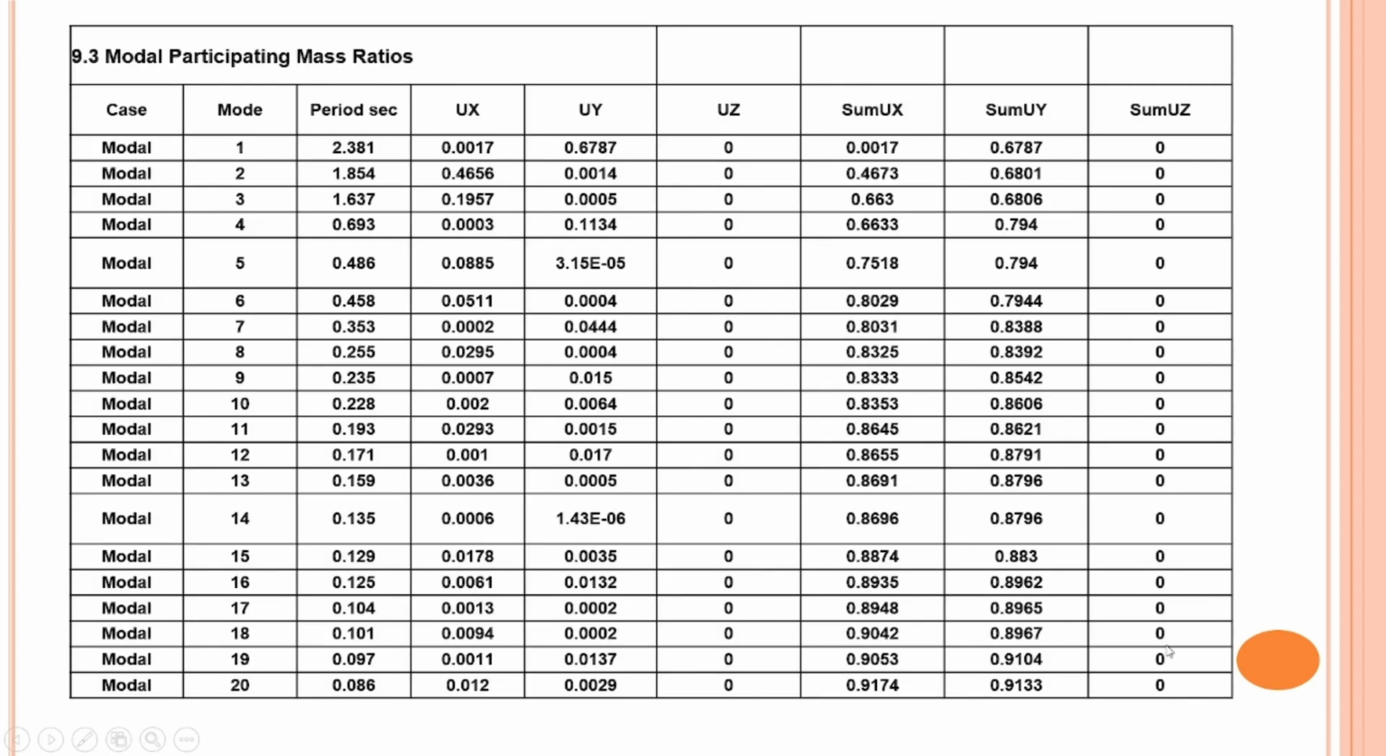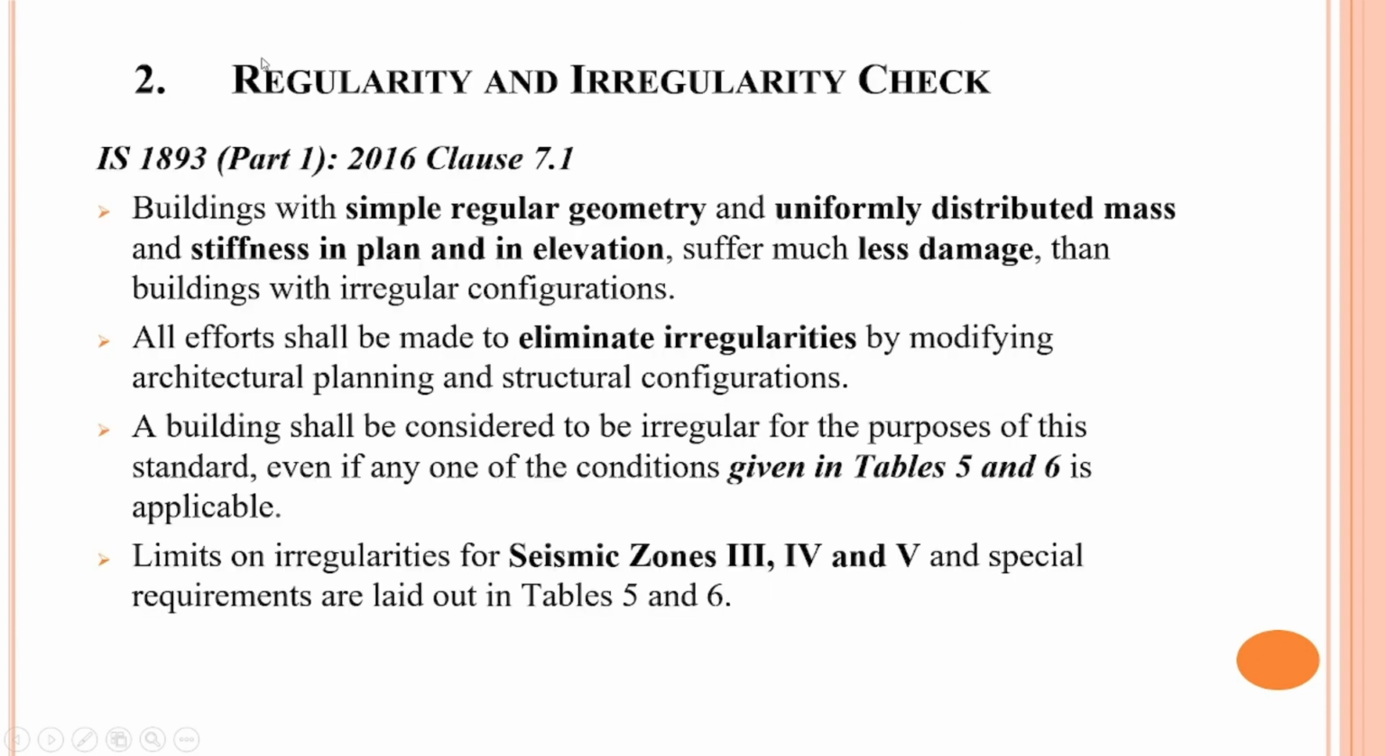But how can you show the tables? This is the result after the 90% cross check in the bottom. Similarly, for the regularity and irregularity check, you have to follow a code, on the basis of which you regulate the regularity and irregularity check.